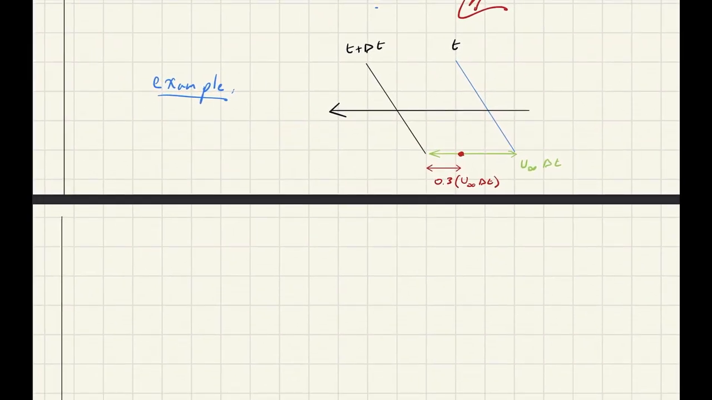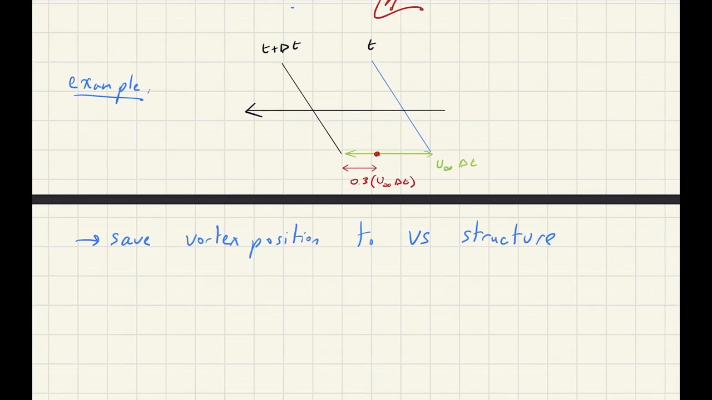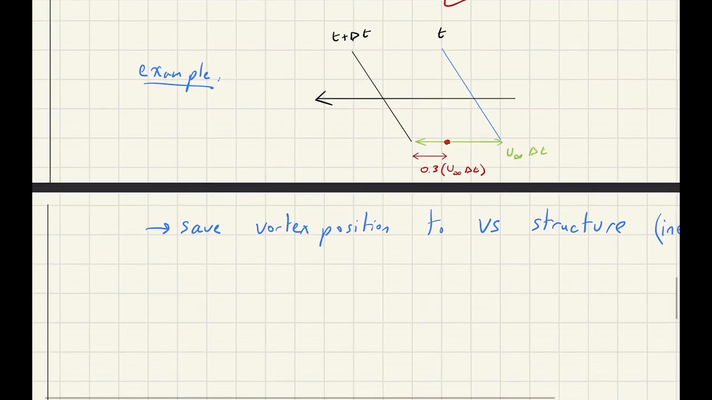Great. So in this step, we save the vortex position to the VS structure. Of course, we found this position in the inertial frame, so it's the inertial position of that vortex.